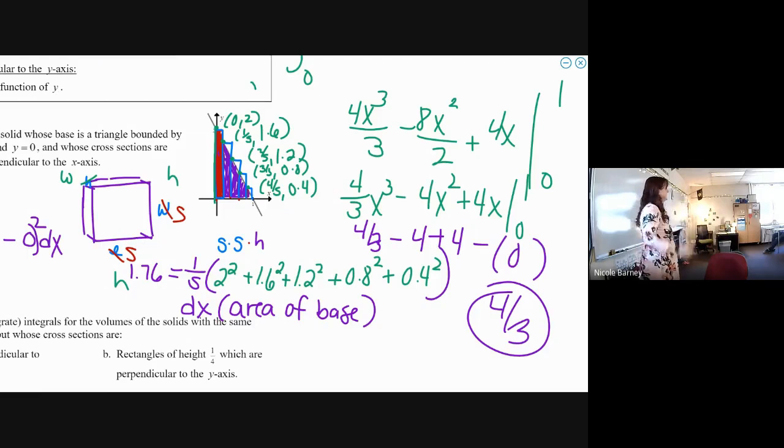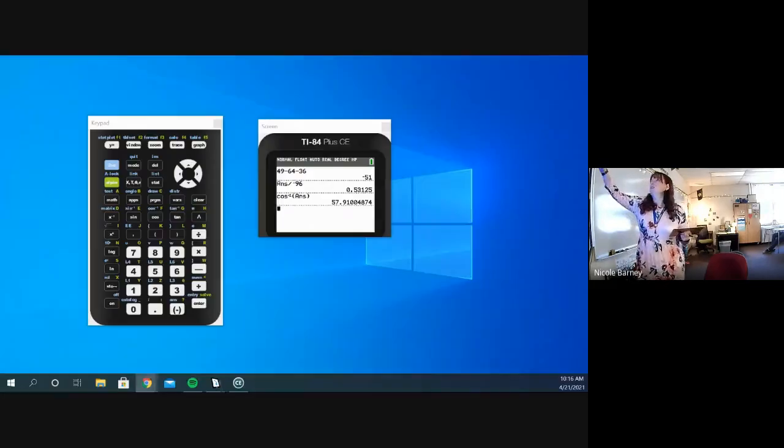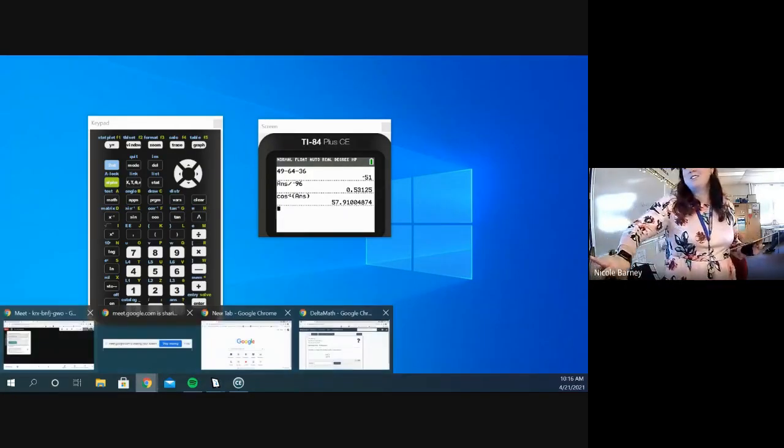Is that big chunk even a shape? Not really. It's not like a legitimate shape, no.